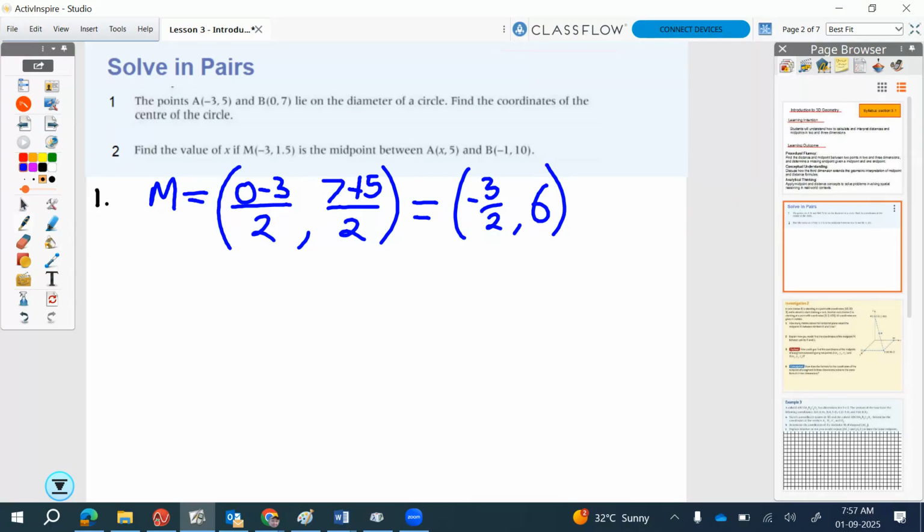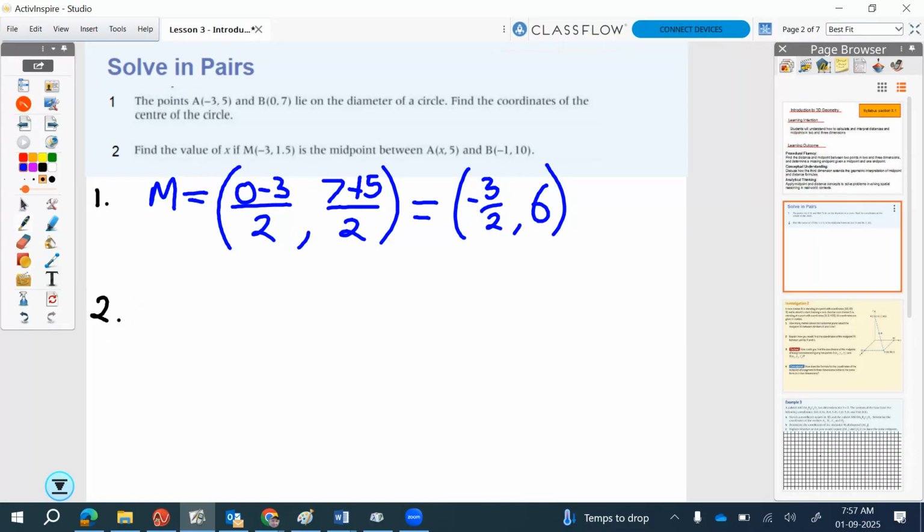So let's have a look at question 2. Question 2 is basically going to be a variant on this one. Find the value of x if the midpoint is given, between points A and B. So let's just put everything into the formula.